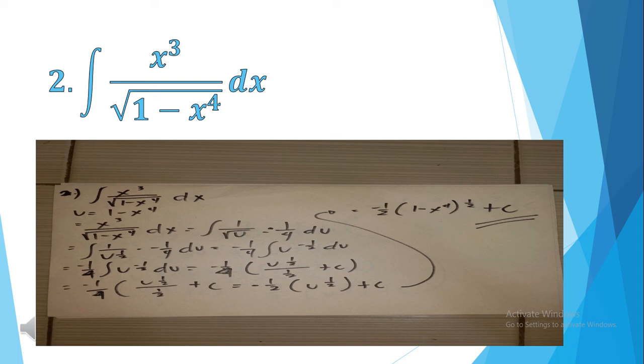So our final answer by doing the substitution method, where u equals 1 minus x to the power of 4, is negative 1 half times the quantity 1 minus x to the 4th, to the power of 1 half, plus c, where c is an arbitrary constant.